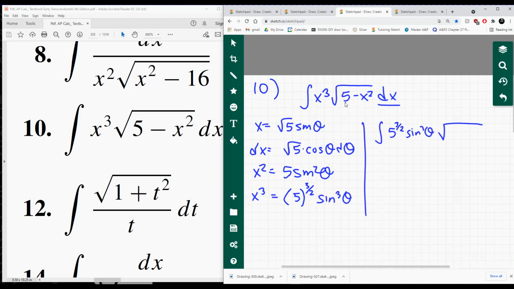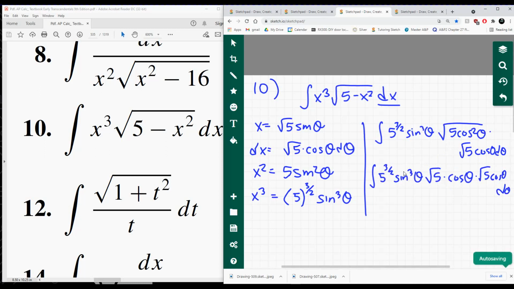Then under the radical we have essentially 5 minus 5 sine squared theta. That's going to give you 5 cosine squared theta. And the dx is now replaced with another radical 5 cosine theta d theta. When we simplify that, we will get 5 to the 3/2 power sine cubed theta, times radical 5 cosine of theta, which then multiplies by another radical 5 cosine of theta d theta. And so what we have here is 5 to the 3/2, 5 to the 1/2, 5 to the 1/2. That looks like 5 to the 5/2 power.